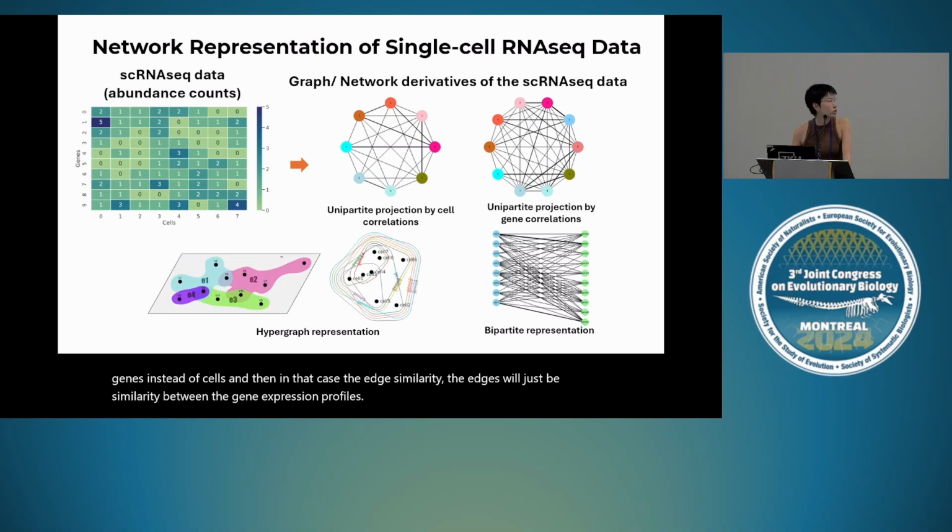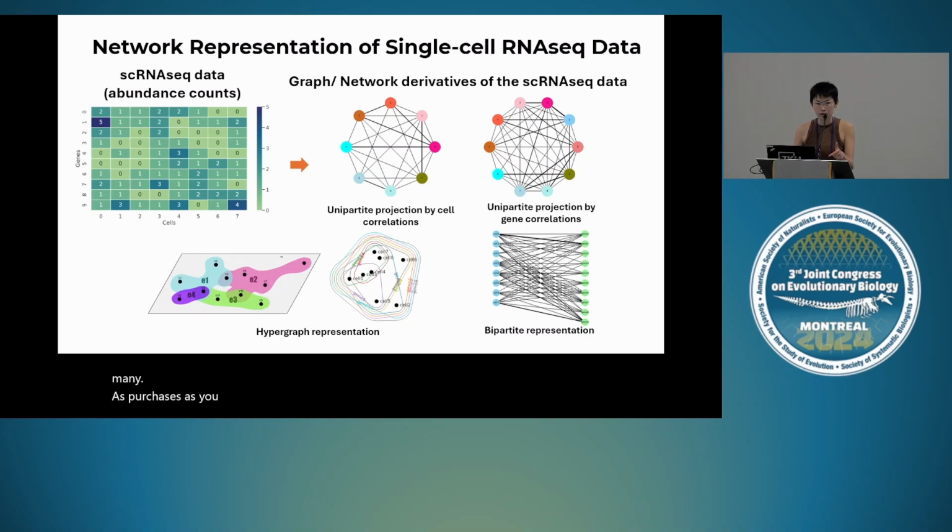Beyond the unipartite network projections, we can also use bipartite networks or hypergraphs to represent the single-cell RNA-seq data. In this presentation, I may use the terms bipartite network and hypergraph interchangeably because the single-cell RNA-seq data could be represented by either graph without losing any information. A hypergraph is a generalized graph where each edge could be connected to as many vertices as you like.